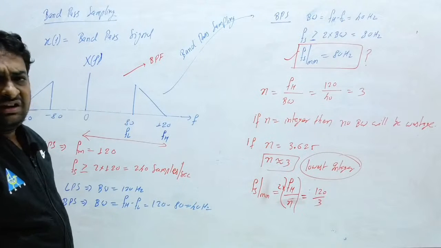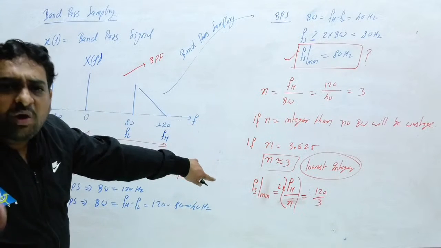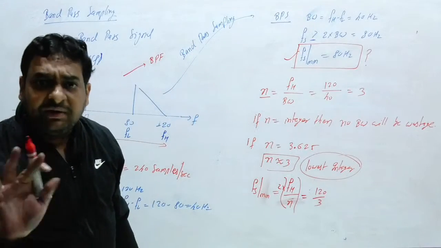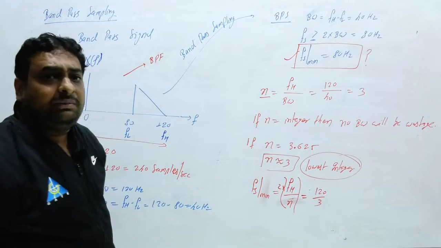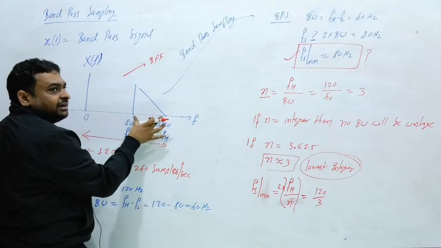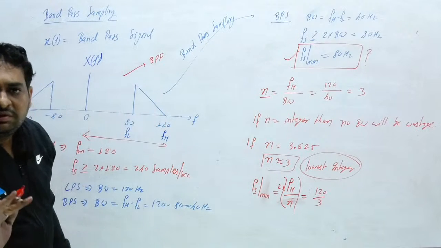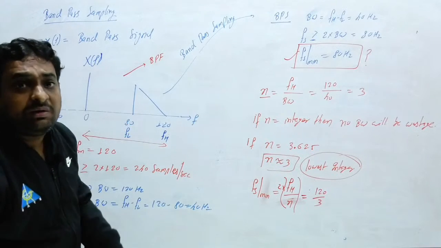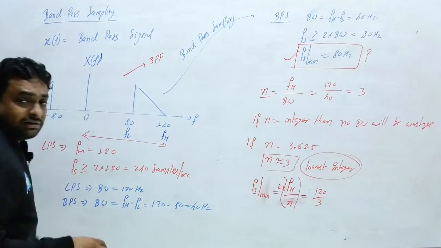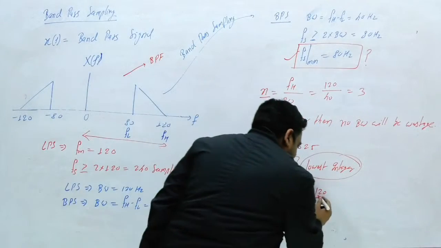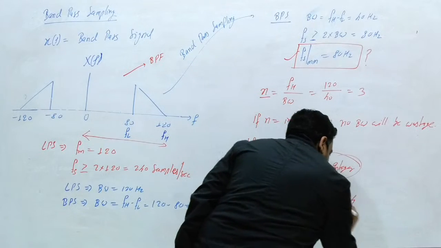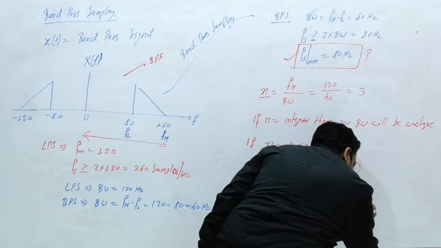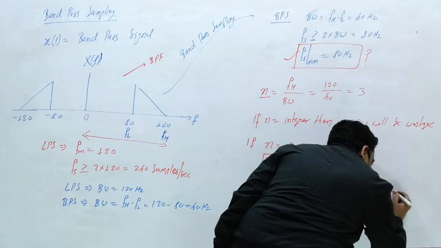So Fh by n, you don't have to solve by this formula; by concept, you have to solve. First you have to find out this n. If this is an integer, this is the Fm, and you just have to multiply by 2. Clear this point? If this is not an integer, then what we have to do? I am considering a second example. For this, the answer is 120 by 3 into 2, which is 80 samples per second.